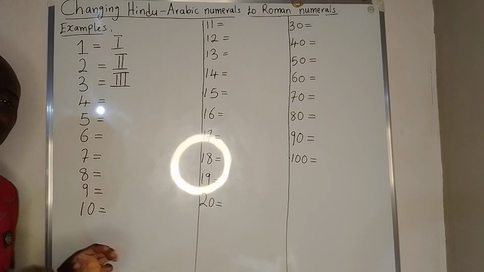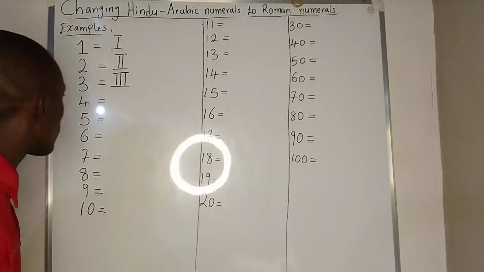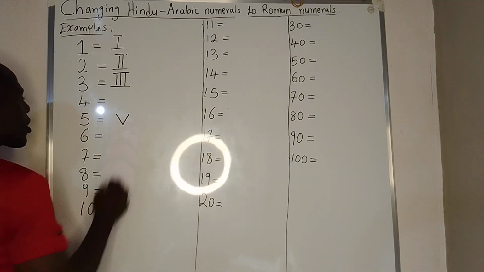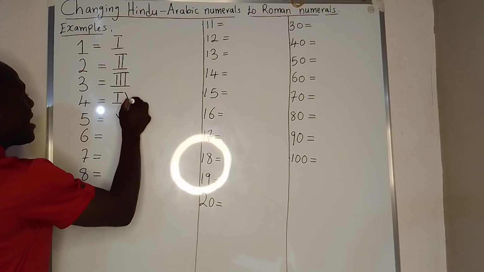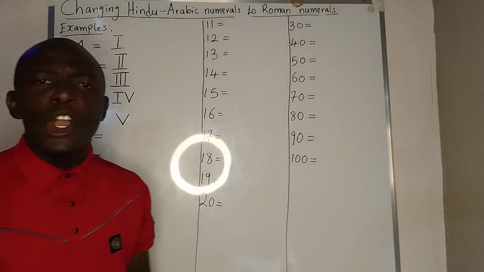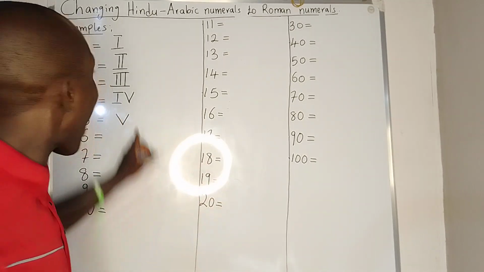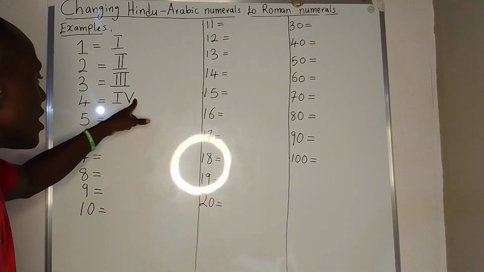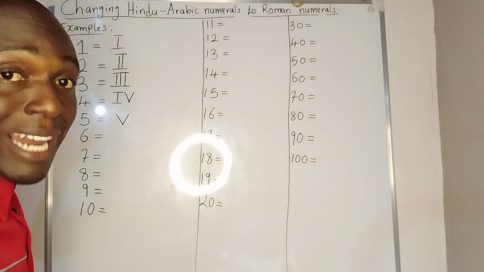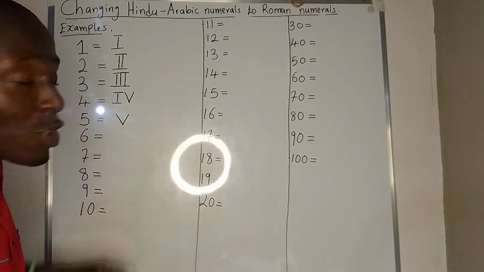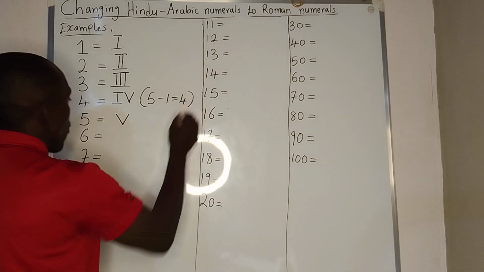But when you reach 4, there's a slight change. But I will not solve 4 yet. I want to get 5 so that you have a clearer understanding. And what is my 5? My 5 is V. So my 4 will be IV. Why? Simple, because whenever a smaller Roman numeral is placed at the left-hand side, it is subtraction. I is smaller than V because V is 5 and I is 1. So I is placed at the left-hand side, which signifies subtraction. So it is represented as 5 take away 1, which gives us 4.